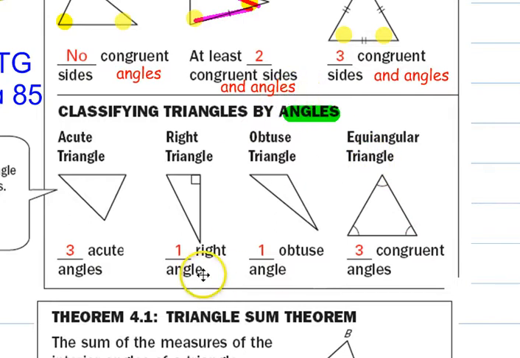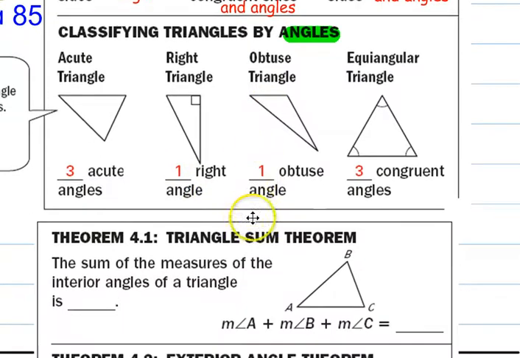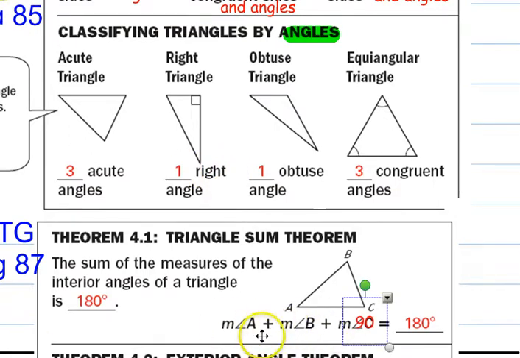How many right angles can a right triangle have? If you said exactly one, you're absolutely correct, and the same for obtuse. The reason is that the sum of the measures of the interior angles of a triangle is 180 degrees. You know that from middle school: if I add up all the interior angles of a triangle, I get 180 degrees. So if I have a right angle, that's 90 degrees, which means the other two angles will have to add up to 90 degrees in order to make 180.